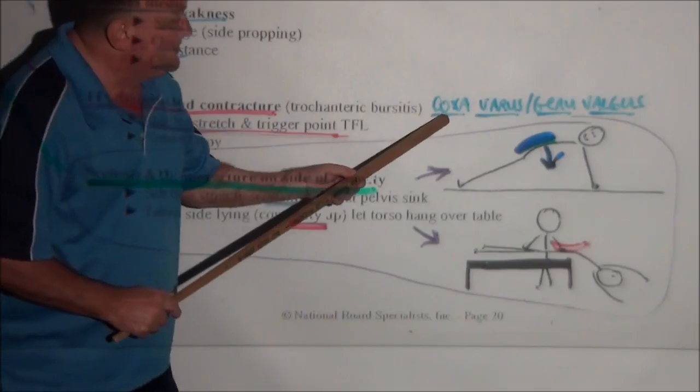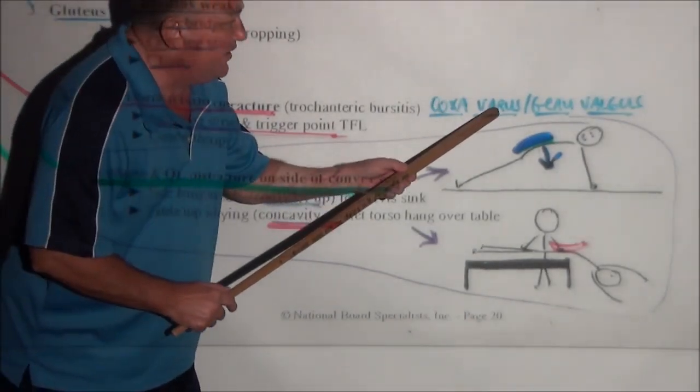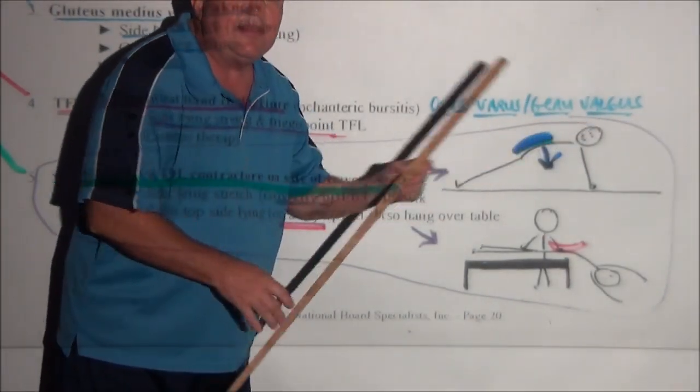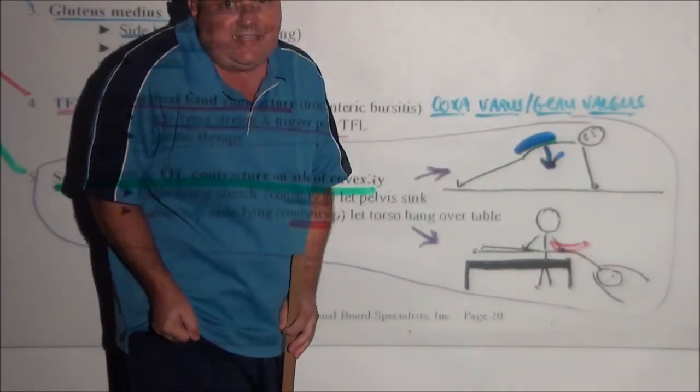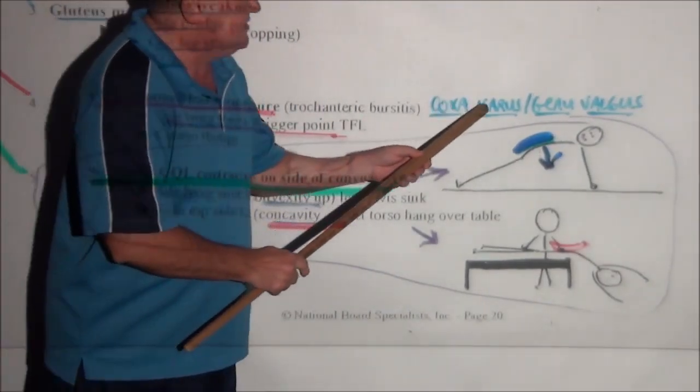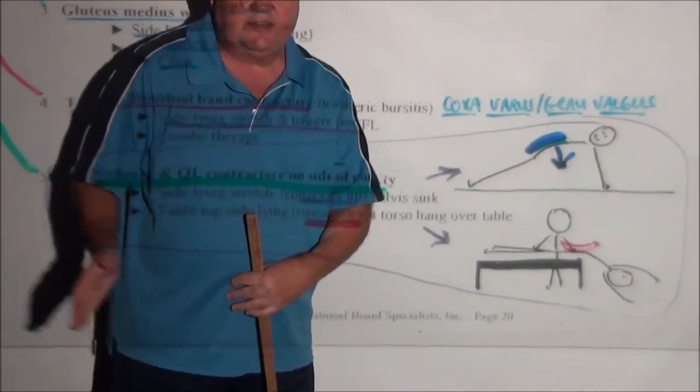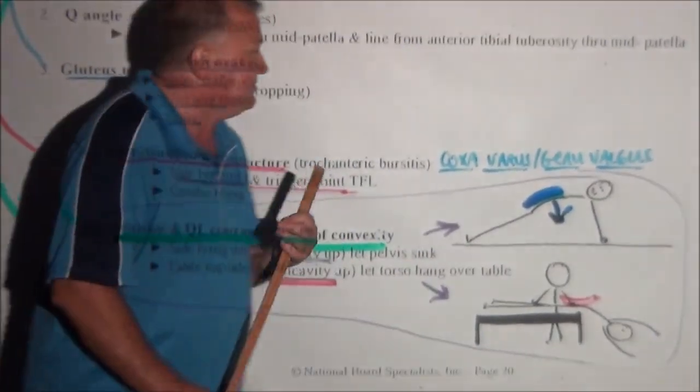So let's write this down if you haven't written it down. Coxa varus and genu valgus. Remember, that's what I showed you when we tighten that TFL string. So we'll get coxa varus and genu valgus. Coxa varus, genu valgus.